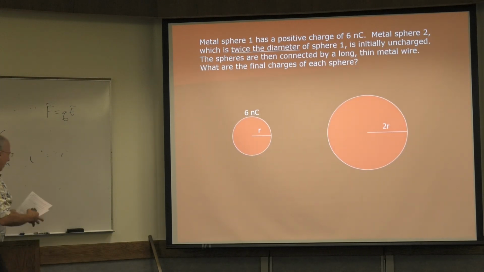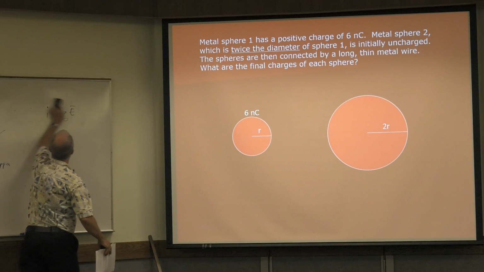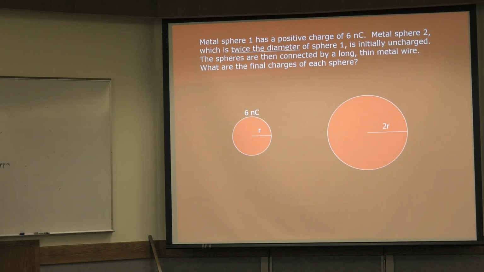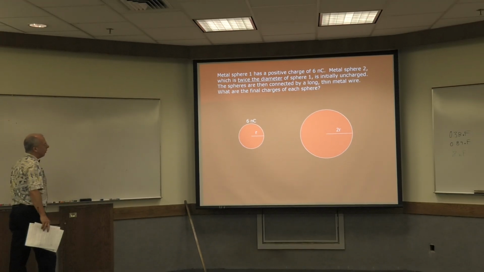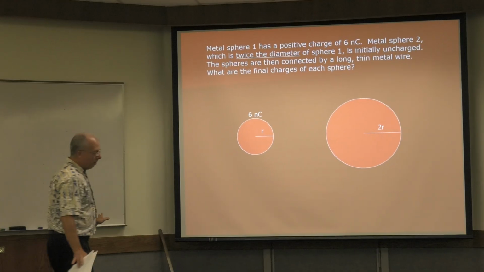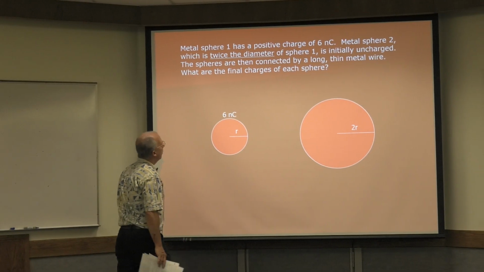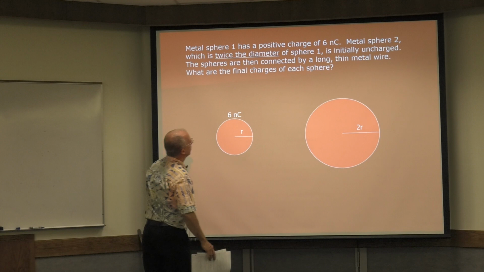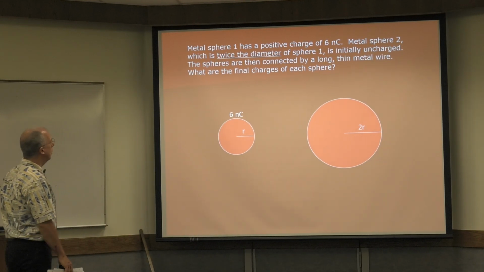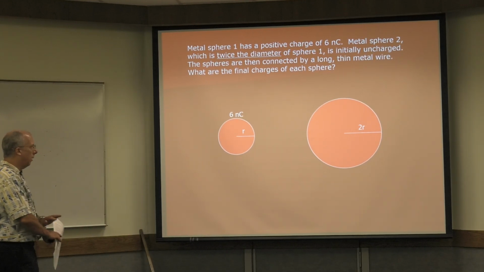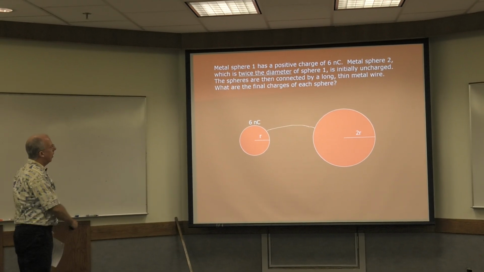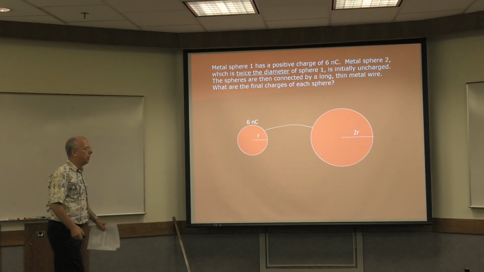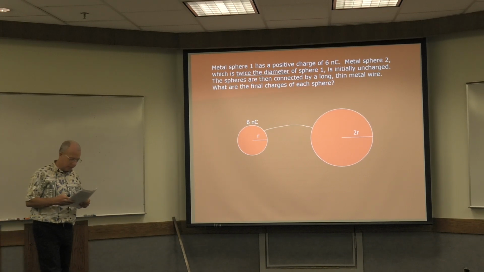Okay, you read that while I erase. Okay, so metal 1, remember these are metal conductors. So metal sphere 1 has a positive charge of 6 nanocoulombs. Metal sphere 2, twice the diameter of sphere 1, neutral. Then we connect them with a wire. What are the final charges of each sphere?